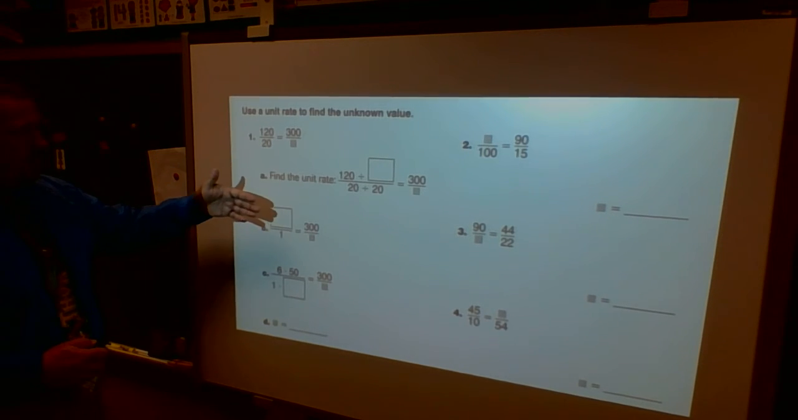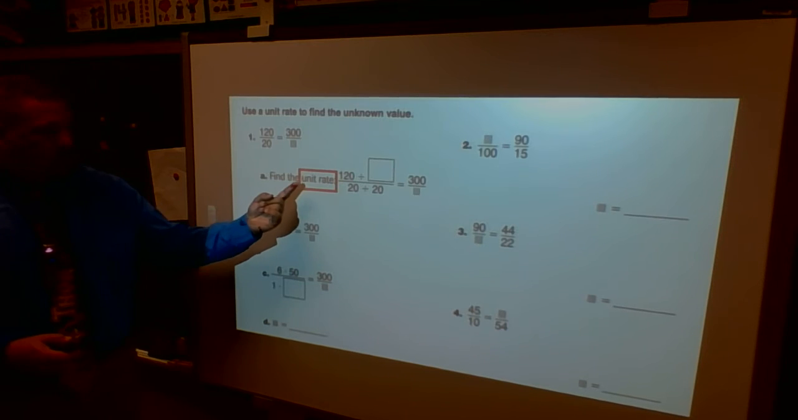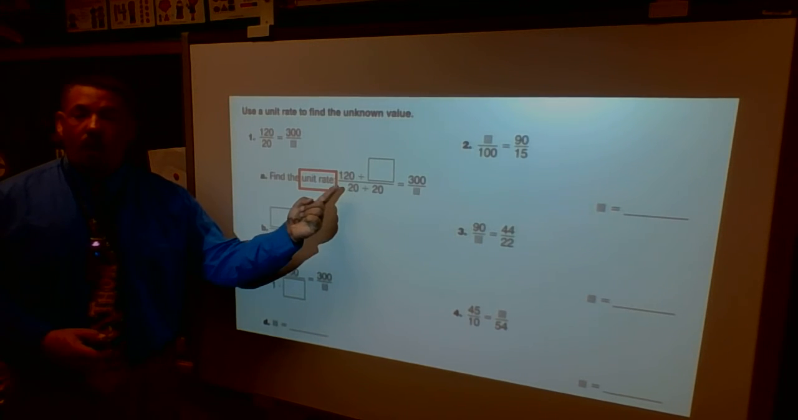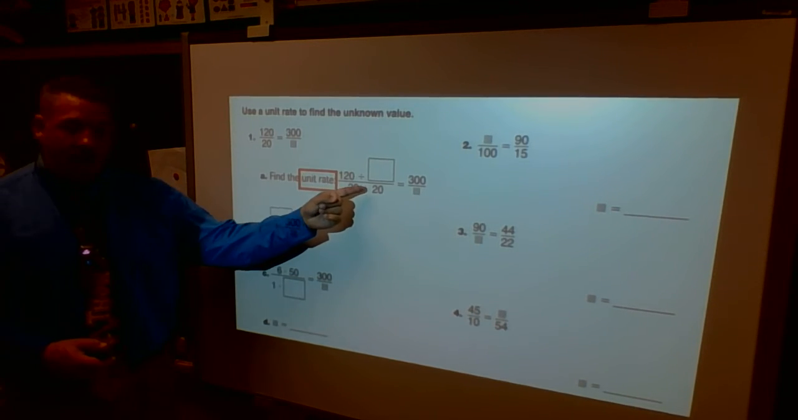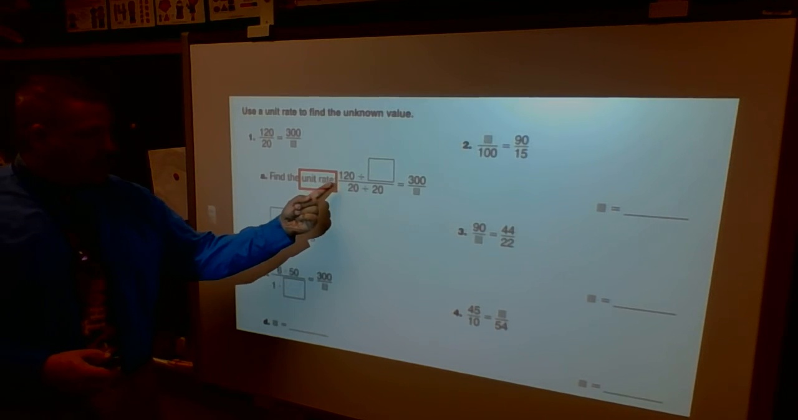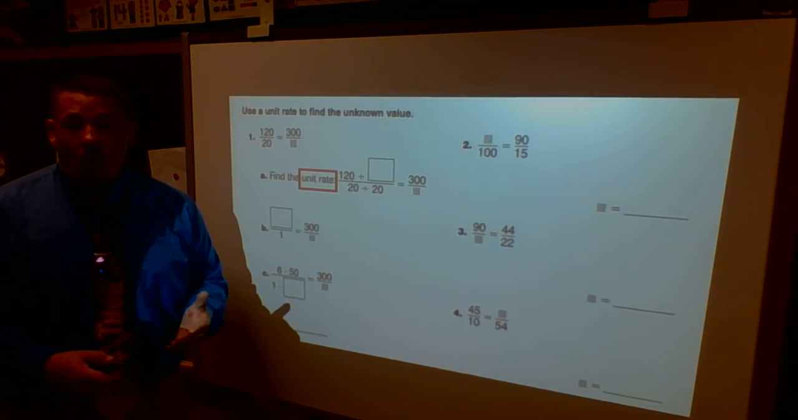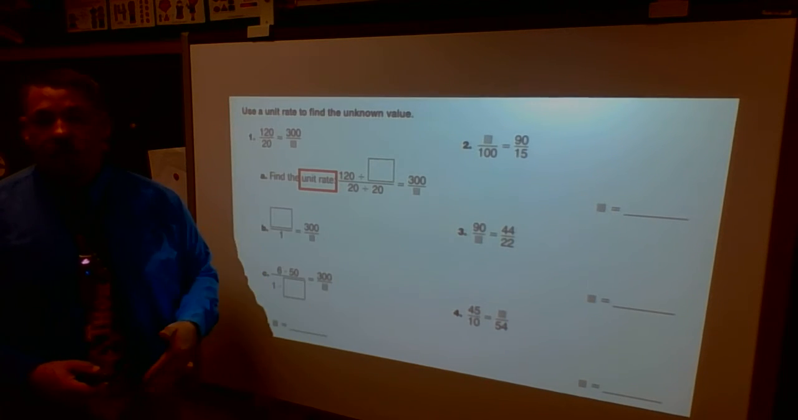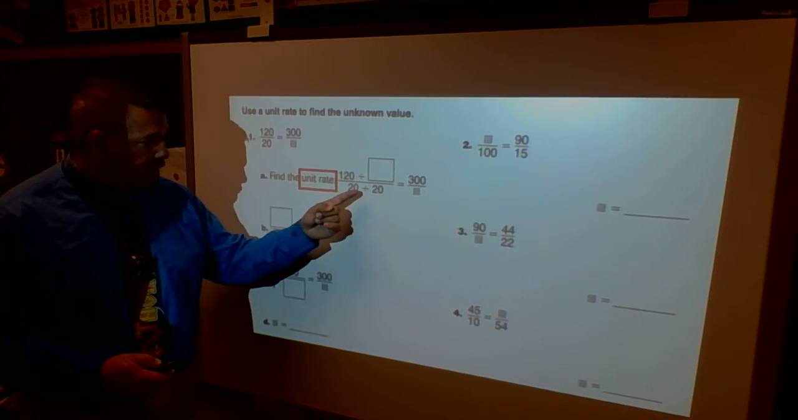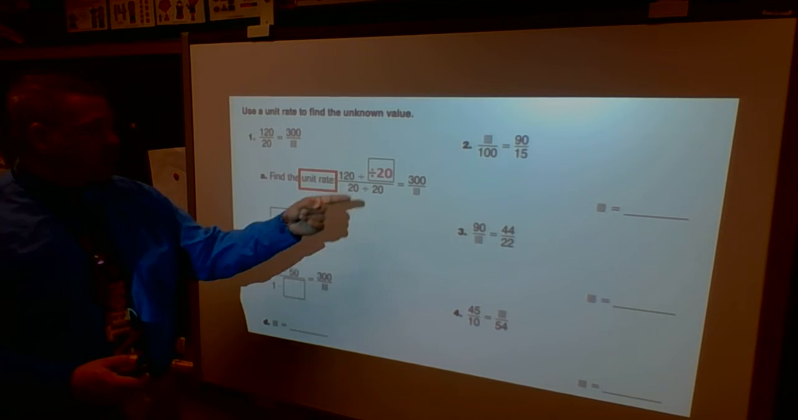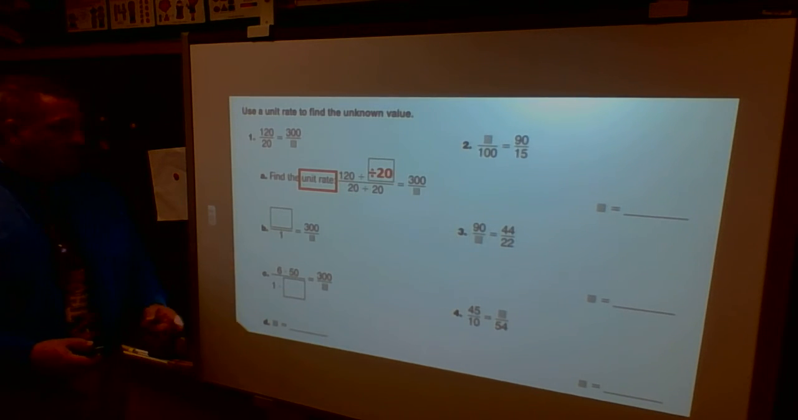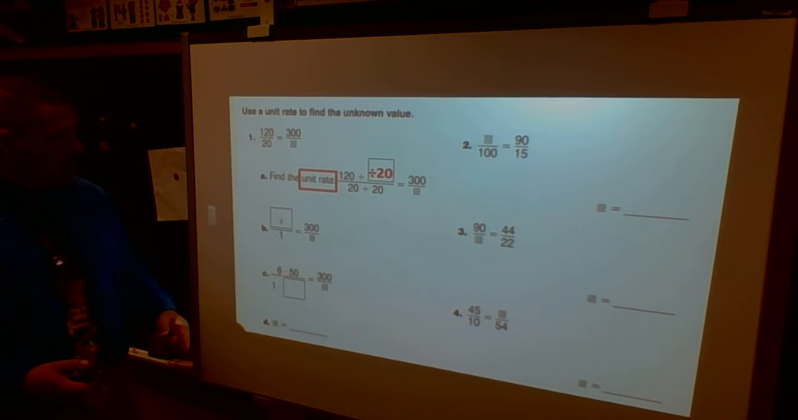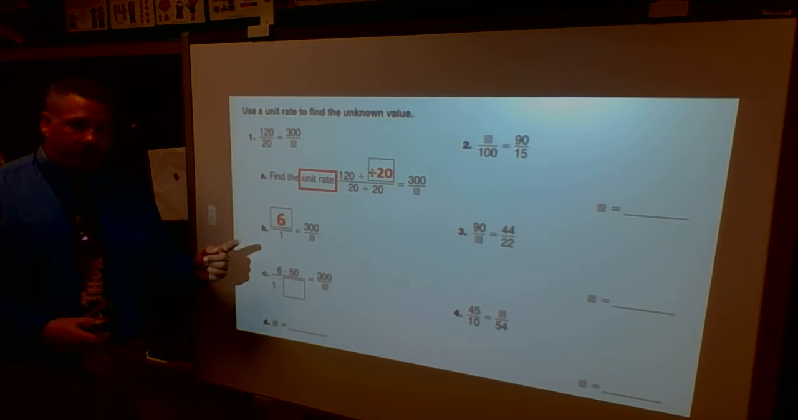If we follow their process then, we're going to look at the unit rate, and I know I need a denominator of 1. That's why we're dividing by 20. Because if I divide 20 by 20, I know I'm going to get a denominator of 1. That would then let me change it into the next fraction. So if I divide the denominator by 20, I have to divide the numerator by 20. And 120 divided by 20 is going to give me 6.